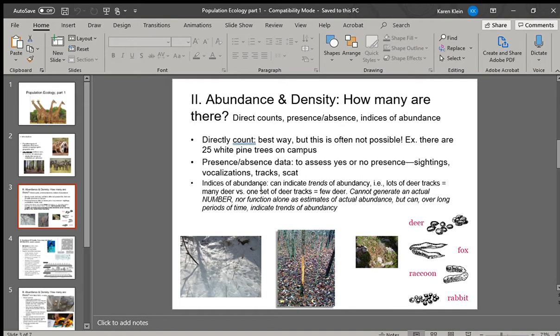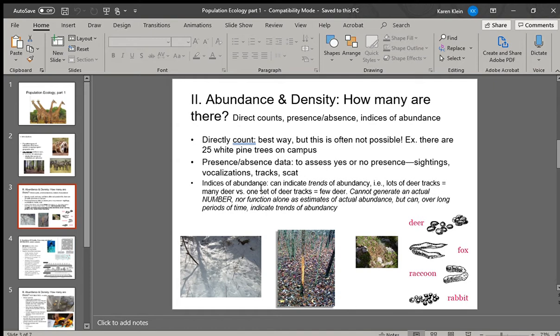You cannot. It's not scientifically valid using such data or using the indices of abundance strategy. That is only a presence-absence. You can say that you believe there are a lot of them or very few, but you don't generate an actual numerical set of data.